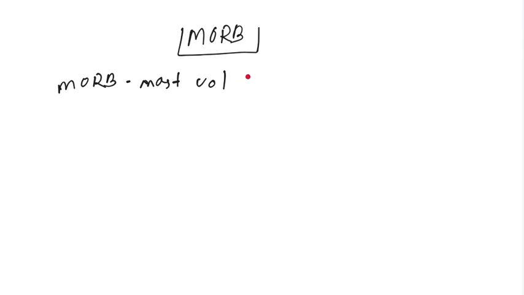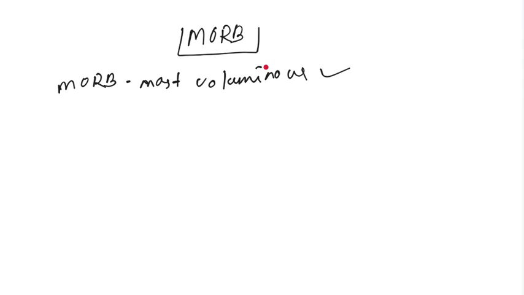Moving to MORB, mid-oceanic ridge basalt. MORB is the most voluminous rock in the earth's crust. Almost entirely the upper part of the oceanic crust is filled with MORB. MORB is the most voluminous rock on the earth's surface.